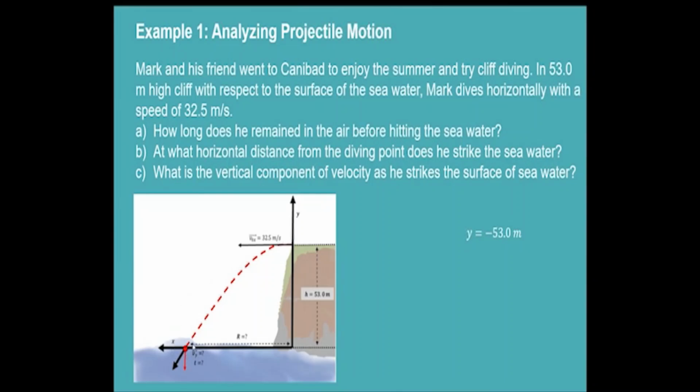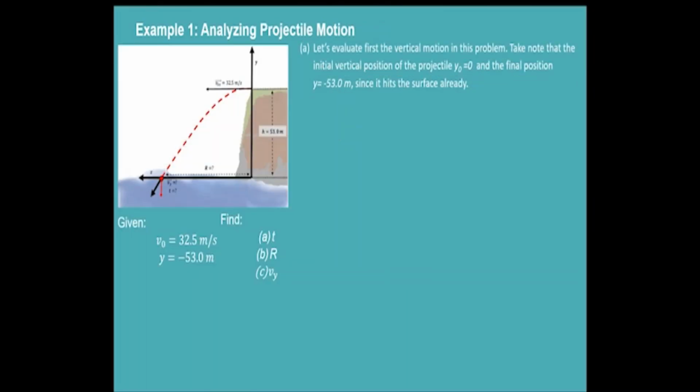Okay, so this is 0 here. So what is our given? V sub 0 is equal to 32.5 meters per second, and our y, or change in position, is equal to negative 53.0 meters. And let's solve for the following. Let's start with letter A.